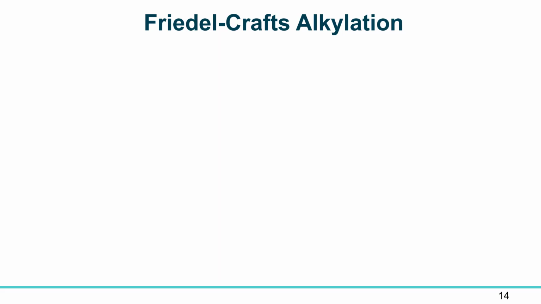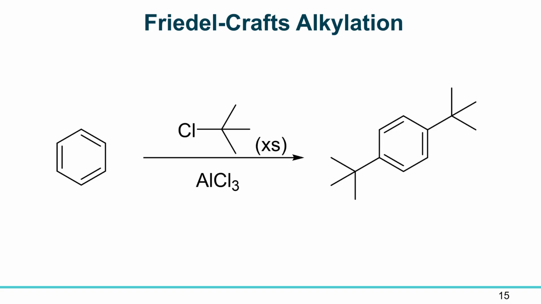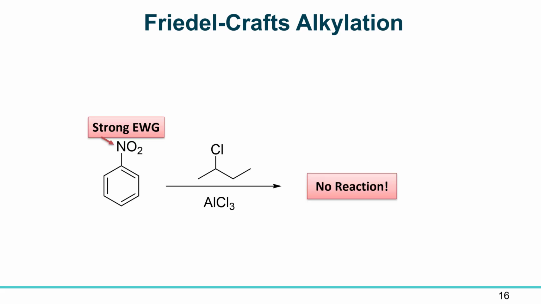There are several other limitations to the Friedel-Crafts alkylation. Vinyl and aryl alkyl halides do not work, as their resulting carbocations are too unstable. Polyalkylation may occur, as the electron donation of the newly added alkyl group by hyperconjugation can make the aromatic ring a better nucleophile. As well, the presence of a strong electron withdrawing group, like a nitro group, can make the aromatic ring too poor of a nucleophile and destabilize the sigma complex, resulting in no reaction.